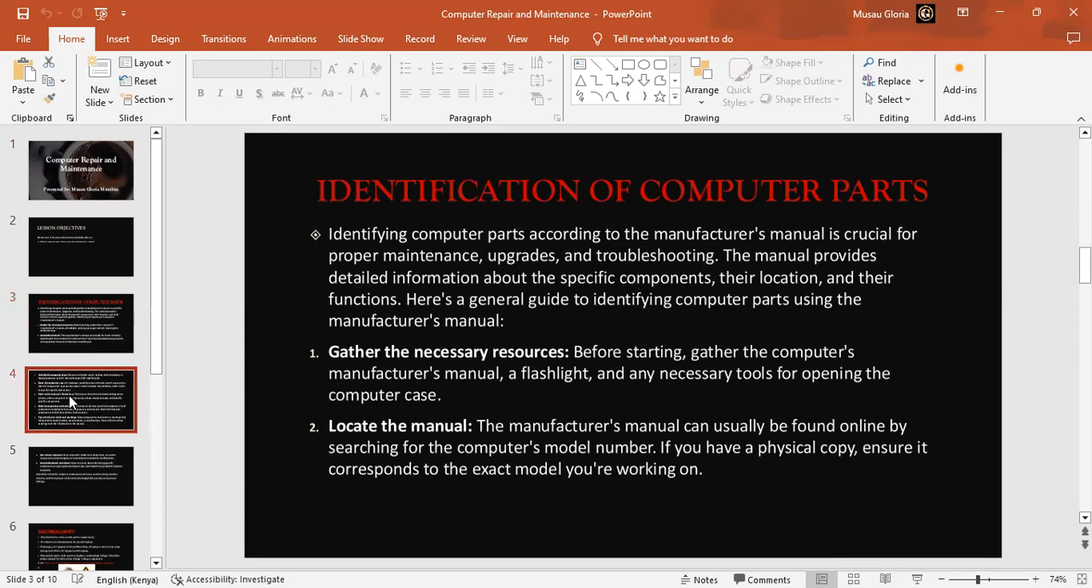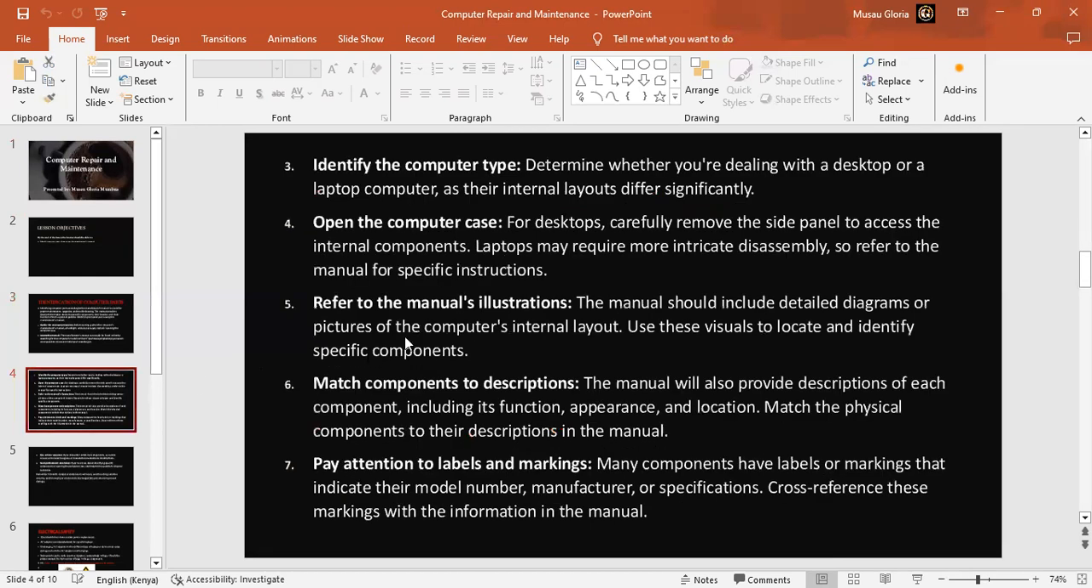After that, you identify the computer type. Depending on the type of machine you're using, it can be a laptop, a desktop, a smartphone, or a tablet. You need to identify the type of computer you're using so that you can find the specific manual and use it to identify the computer parts.